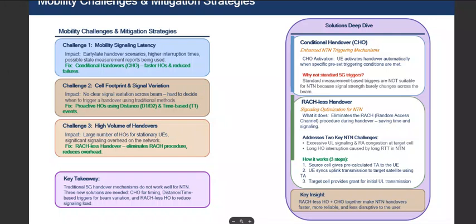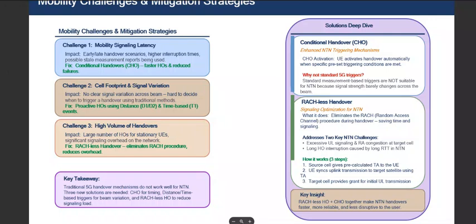And RACH-less handover, which will eliminate the RACH procedure and reduce the overhead, which will solve the challenge of high volume of handovers. So conditional handovers are an enhanced NTN triggering mechanism. The UE will activate the handover automatically when specific preset triggering conditions are met.